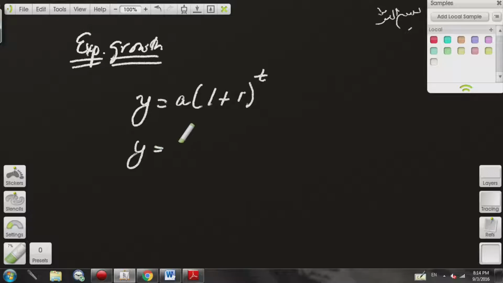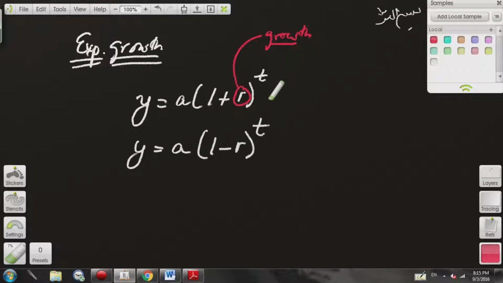An exponential decay formula goes like this: 1 minus R to the exponent T. This is the growth rate, and this is the decay rate. If, for example, bacteria are growing in a petri dish at an exponential rate, that would be their growth rate. If carbon-14 is decaying, or something is decreasing in value, this would be the rate of decay. Both of these formulas are very similar.